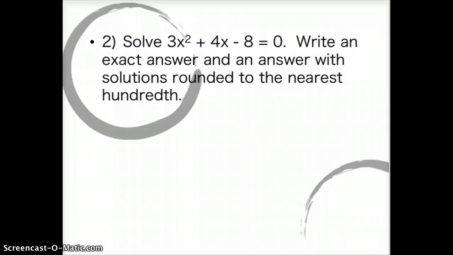Or completing the square, that always works. So solve 3x squared plus 4x minus 8 equals 0. I want you to write an exact answer and an answer with solutions rounded to the nearest hundredth. So I want you to solve using the quadratic formula again.